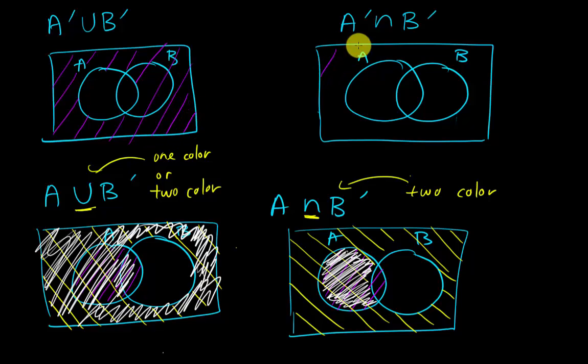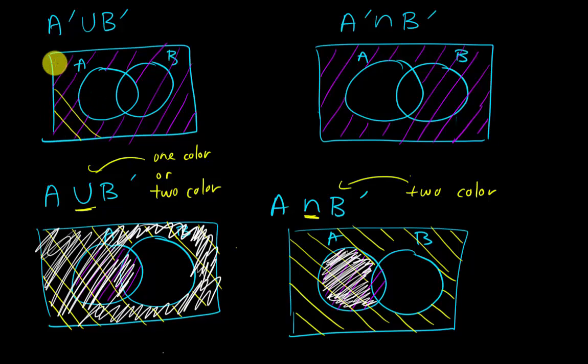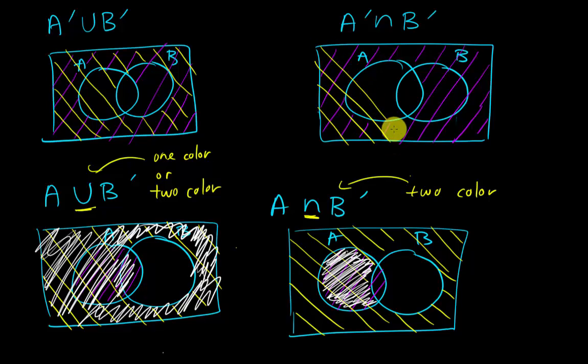We do the same thing for this diagram also. When I say outside of A, that means everything outside of A. Then B complement I will use yellow color to shade everything outside of B. That means I can touch A as long as it's outside of B, or not B. This is B complement. We'll do the same thing over here for B complement.